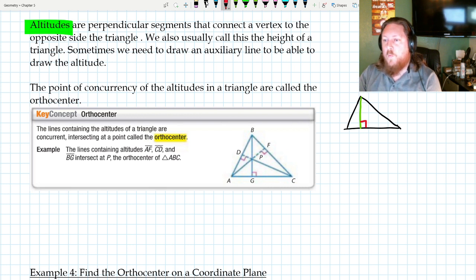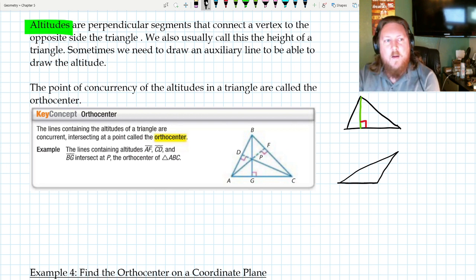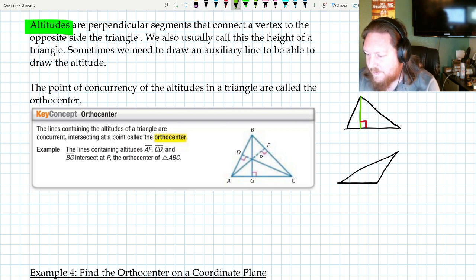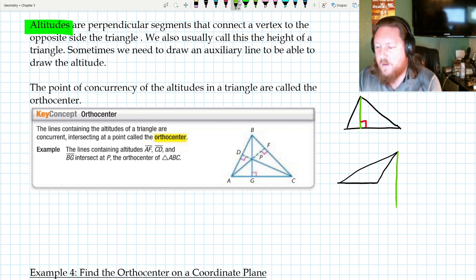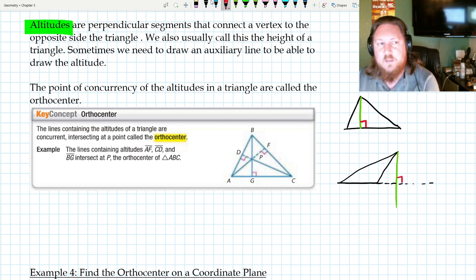With this, the only thing you have to worry about sometimes is if you're trying to find the altitude of a vertex and it happens to be not above the triangle. Like, I want to drop it down perpendicular to the opposite side, it's just there's no side there to run into, right? We basically have to draw a little extended line out there to see where it would be perpendicular. So do keep that in mind.